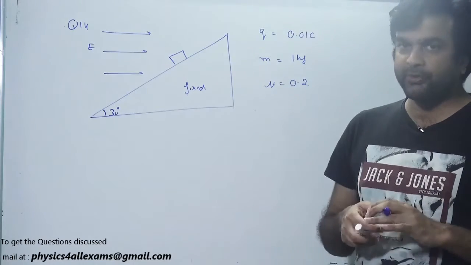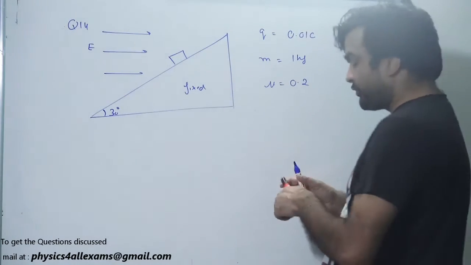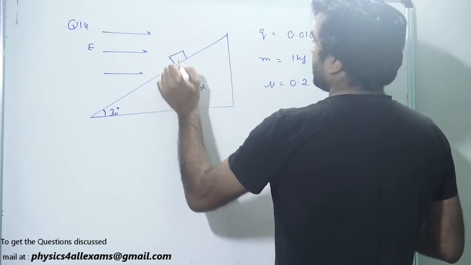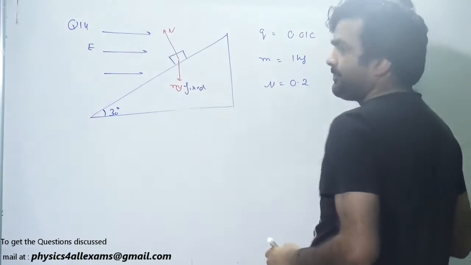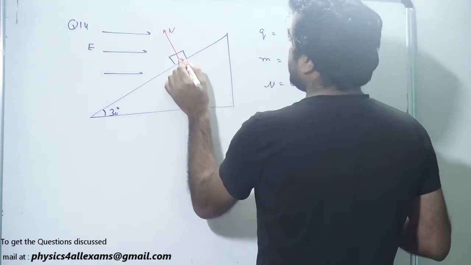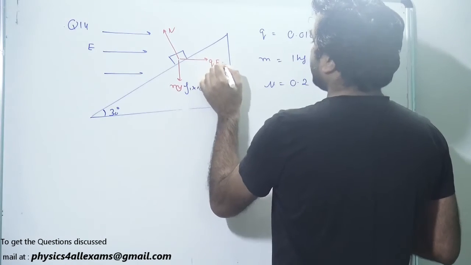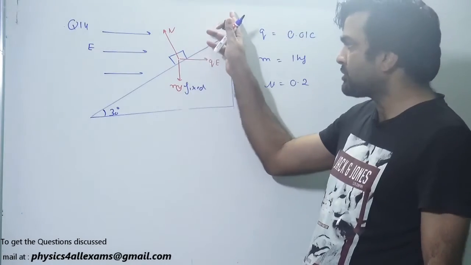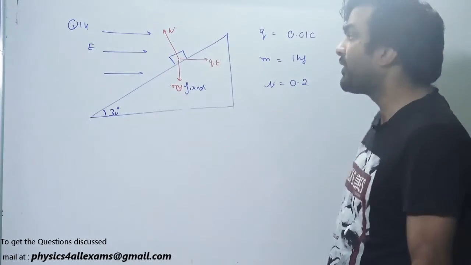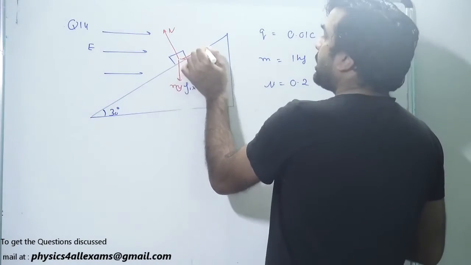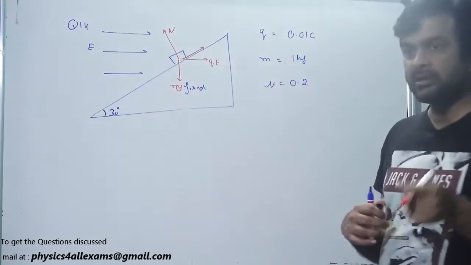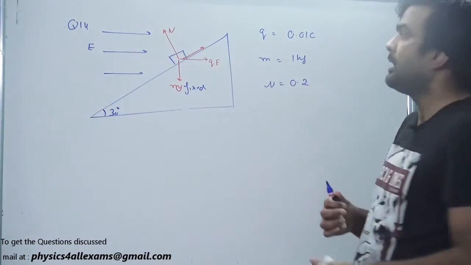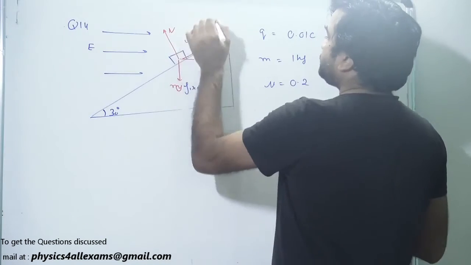We have to analyze the forces acting on the particle. So the forces acting on the particle will be its own weight mg, normal N, and there will be a horizontal force QE. As per this question the block has to slide downward, so the friction force should act upward, and because there is relative motion, the friction force acting will be limiting. It will be equal to mu N.